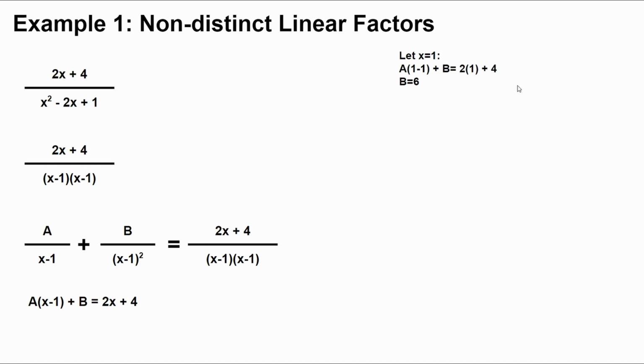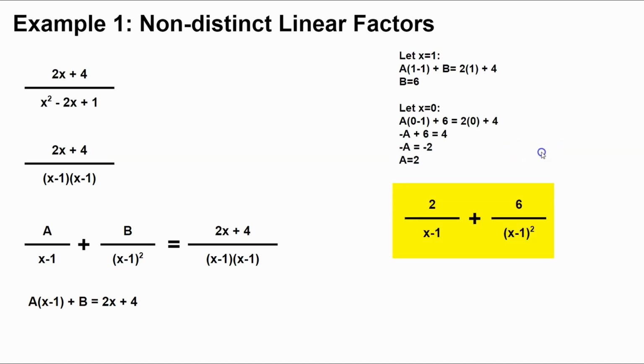Well, we already know what the B term is. It's 6. So you can actually just substitute in 6 for B, while substituting a random value of x other than 1 to find A. So let's say that x is equal to 0. So we substitute in 0 for each x, and we also substitute in 6 for B. And when we do that, we get that negative A plus 6 is equal to 4. And then from there, we can easily find that A is equal to 2.